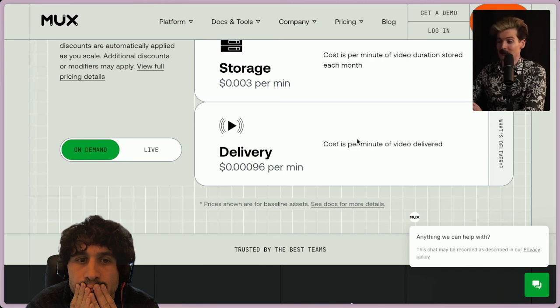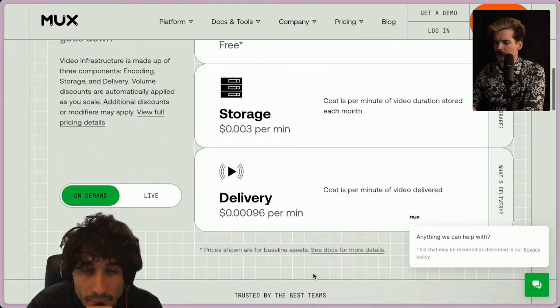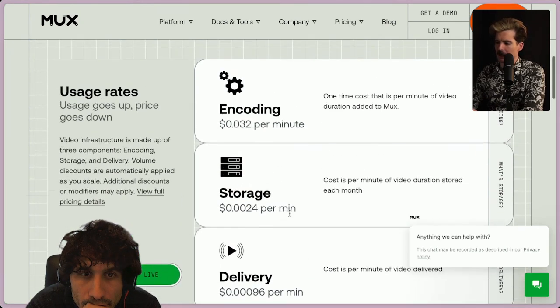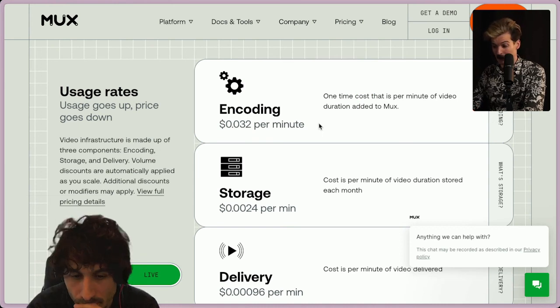On top of that, even implementing something like this properly is not the easiest thing to do. Encoding, thankfully, they make free, but the delivery of on-demand video is not cheap. And once you go into live video, it gets way worse. It's 3 cents per minute of encoding. Whew. And when you compare this to prices on other services like Amazon's IVS, it's even worse. But Mux is great, love them a lot.